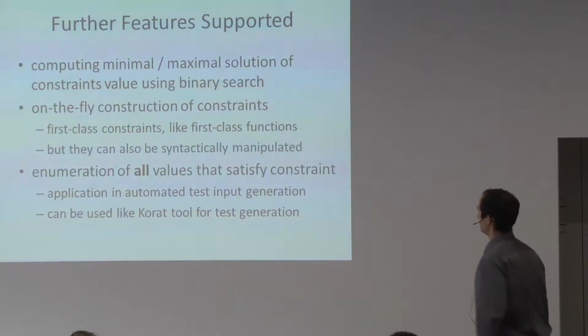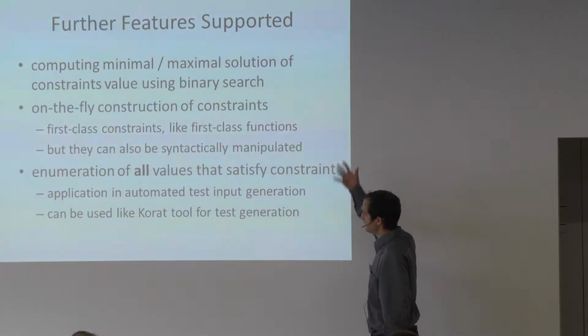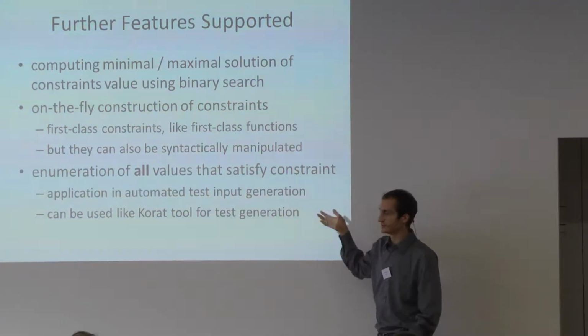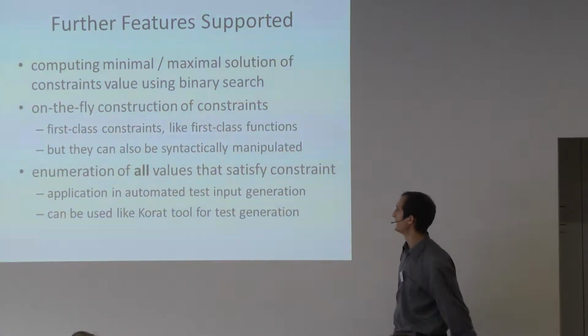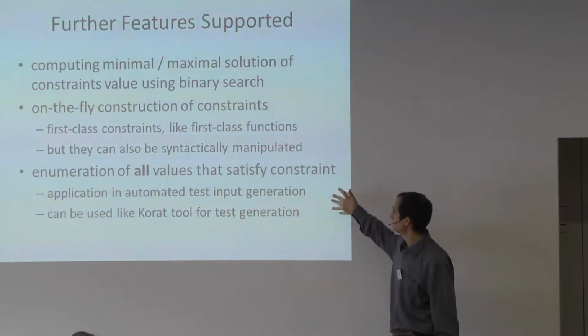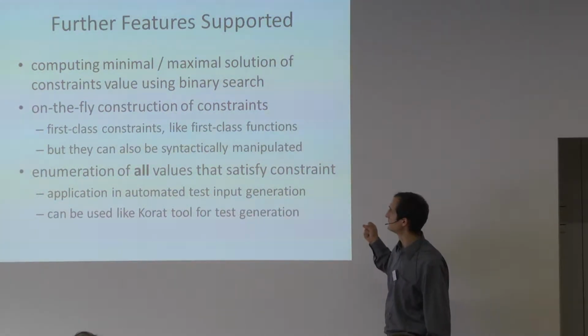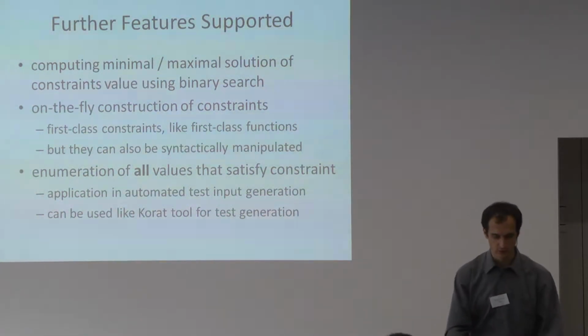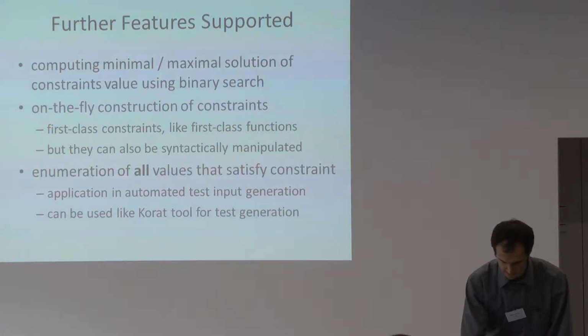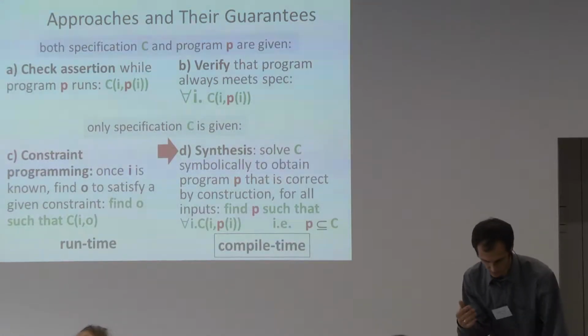So in terms of expressive power, we can also compute the constraints at runtime, although in many examples we actually have statically embedded constraints as well. And another useful thing is to enumerate multiple values that satisfy the constraints, because that has applications in automated testing, and we have compared it and got results that are in some cases close to Korat, a tool for test generation that was tailored for that task.